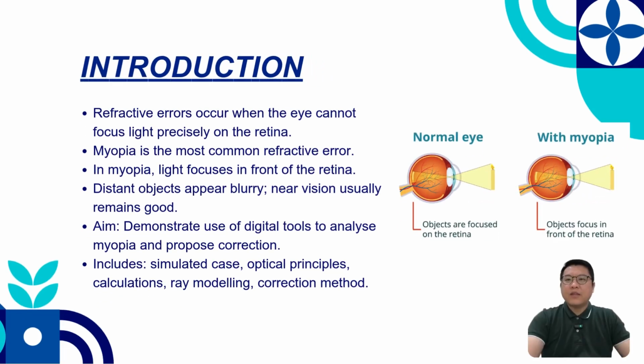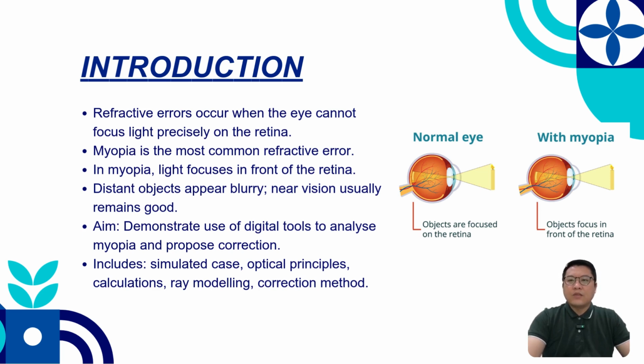To begin, refractive error occurs when the eyes cannot focus incoming light precisely onto the retina. Among the different refractive errors, myopia or short-sightedness is the most common globally, especially among young adults. In myopic eyes, peripheral light rays entering the eyes come to a focus in front of the retina, instead of directly on it. This leads to blurry distant vision, even though near vision usually remains clear.